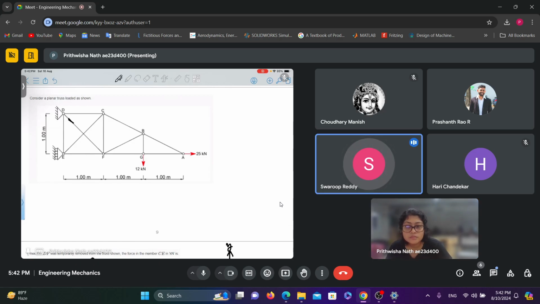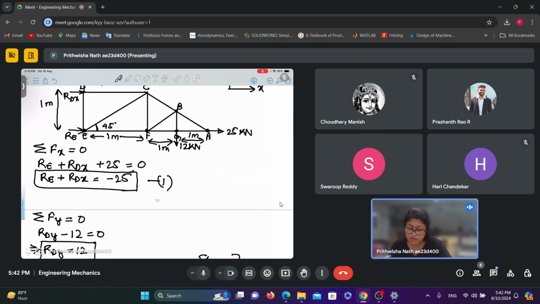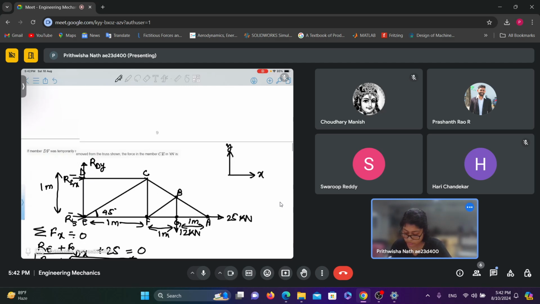Ma'am, why at point G have you taken summation of horizontal forces equal to 0, and why at point E have you taken sum of vertical forces equal to 0? Since the truss is in equilibrium, right? At any point, the summation of horizontal force and vertical force will be 0. The truss is in equilibrium. Is it moving? So the summation of forces should be 0, right? Yes, ma'am. The total force acting on it should be 0.